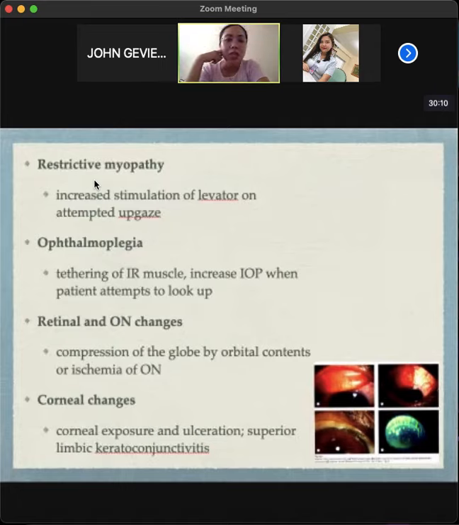And in severe TED, they give high-dose oral steroids. And if it already involves the optic nerve, because of optic nerve compression or blurring of vision, in severe TED they do orbital decompression.